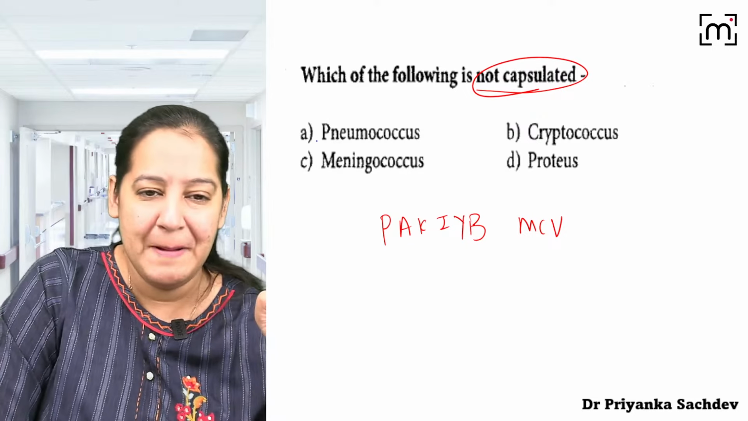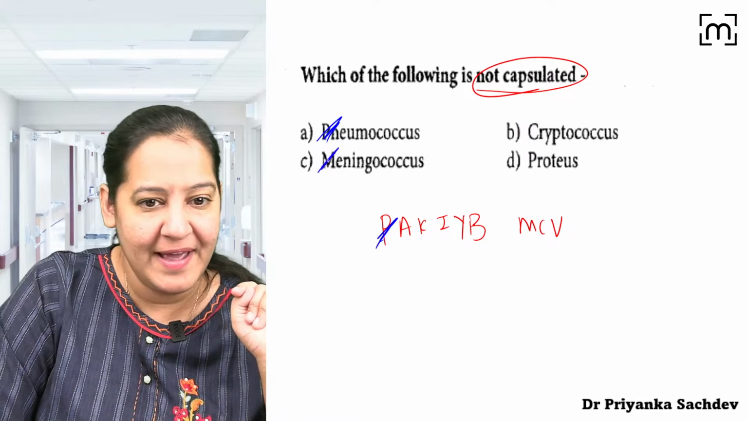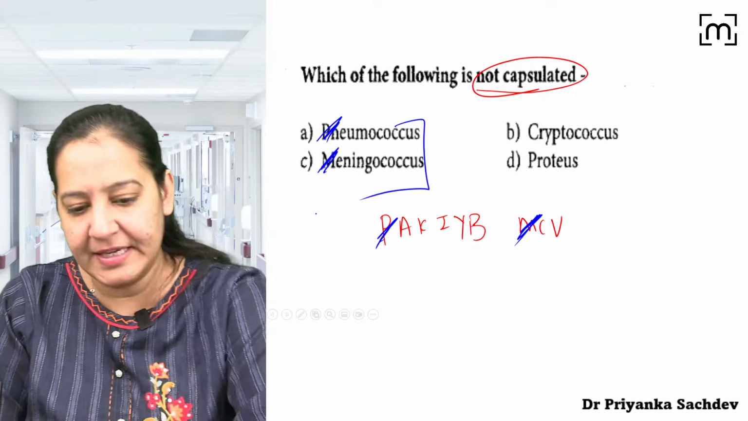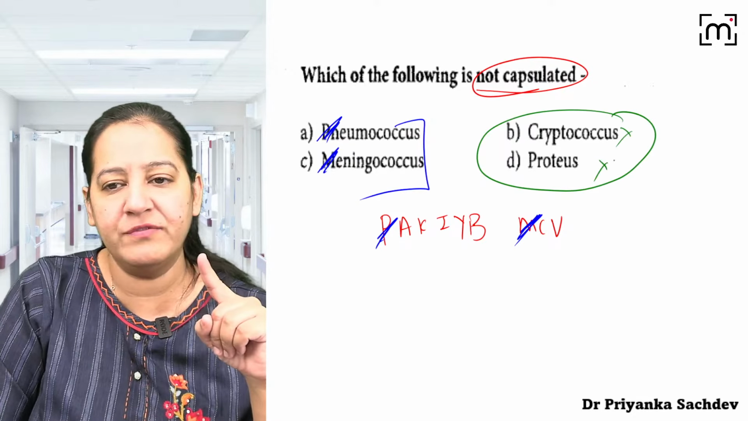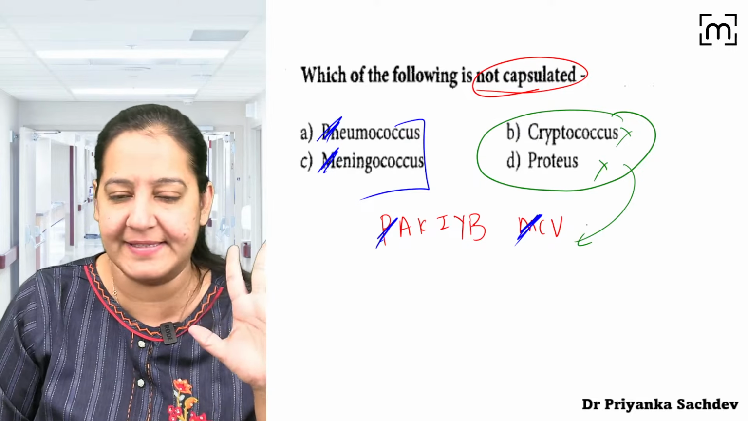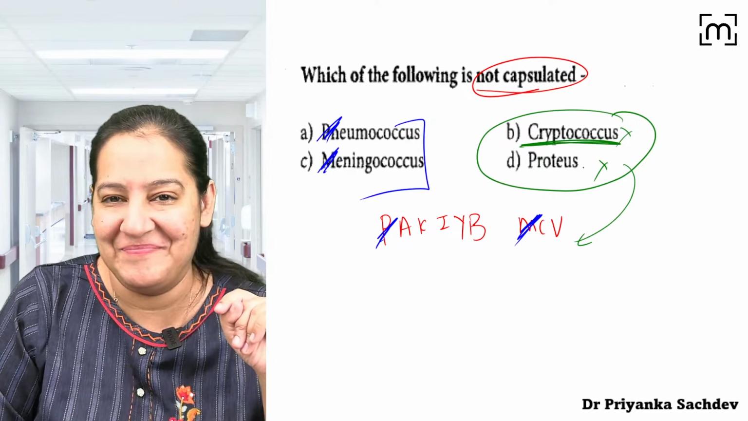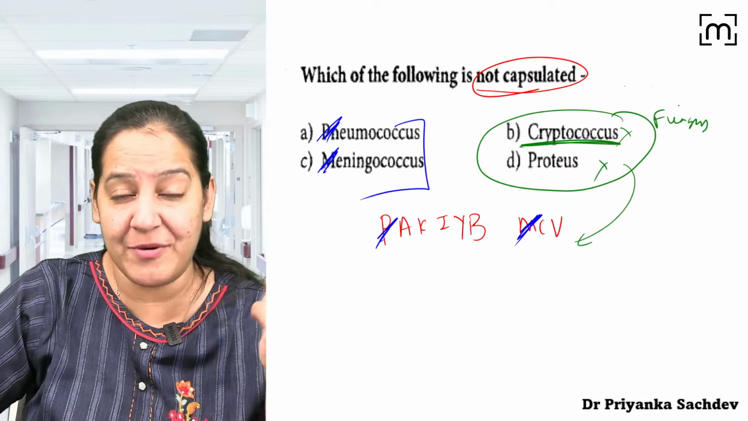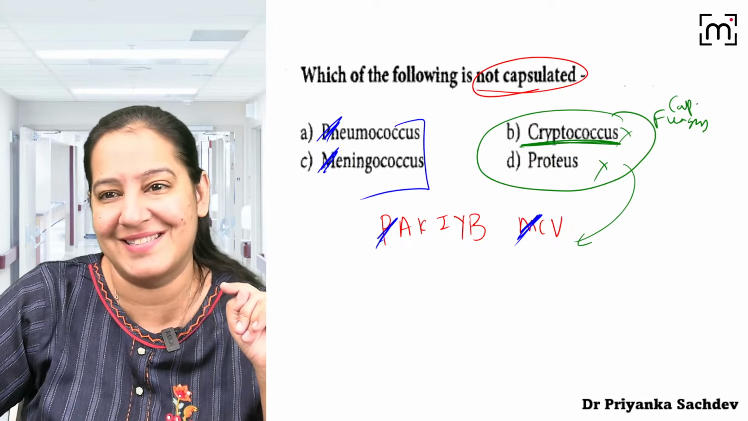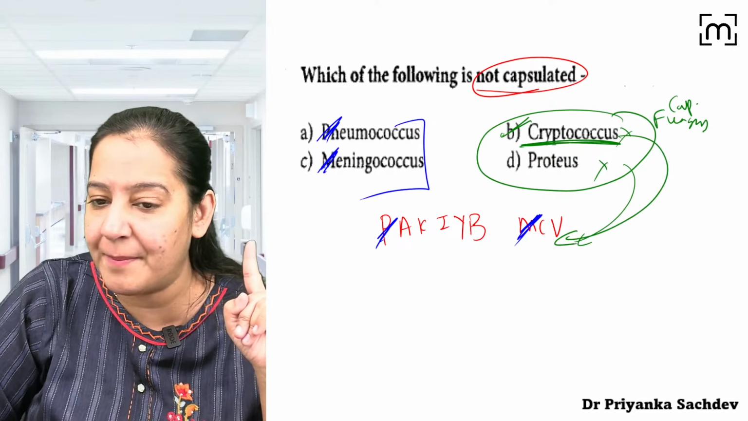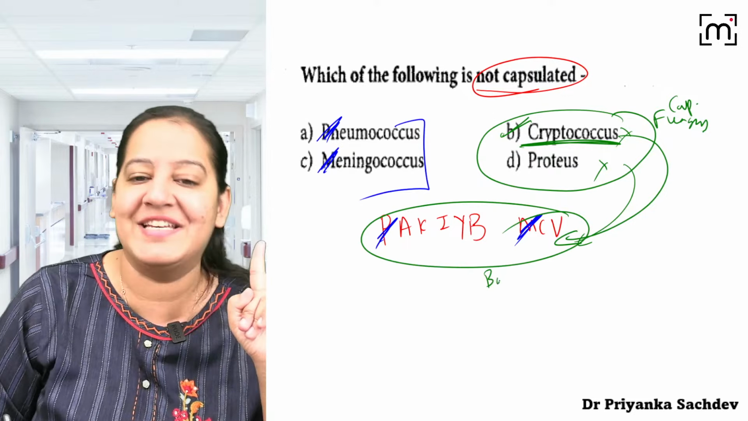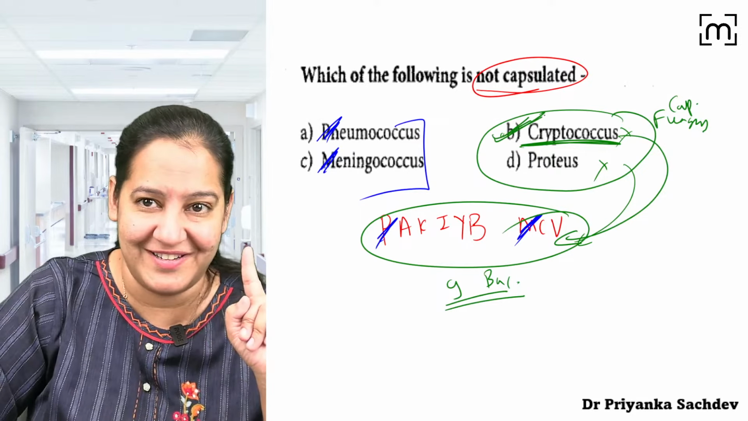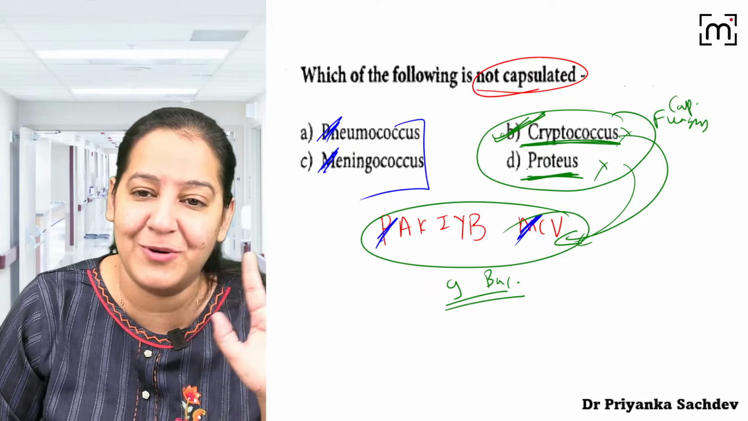Okay, let me help you. Pneumococcus is coming in this mnemonic. Meningococcus is coming in this mnemonic. So definitely these two are not answers. The answer will be from these two. Now both of these are not coming in this mnemonic. Of course, I can understand. But Cryptococcus is not a bacteria. Cryptococcus is a fungus, and in fungus you may remember I taught you it is a capsulated fungus. So this also has a capsule, but it is not coming in the mnemonic because this mnemonic is for bacteria. I told you 9 bacteria are here, but among fungi this one is also capsulated. Proteus is a bacteria which is not capsulated, so I will go with D.